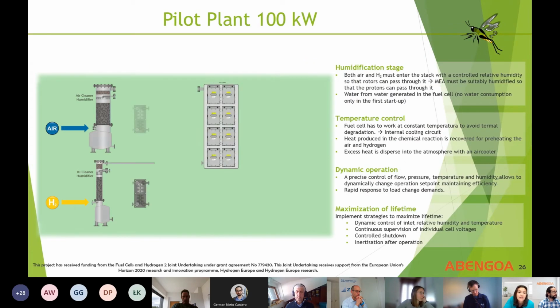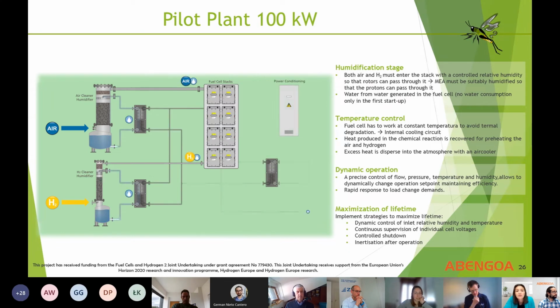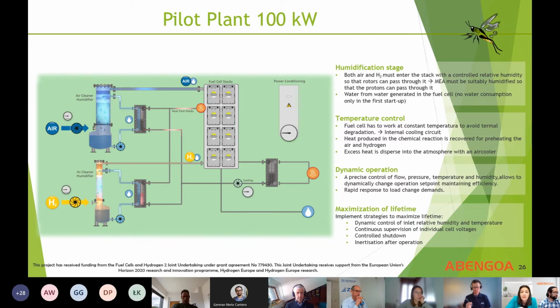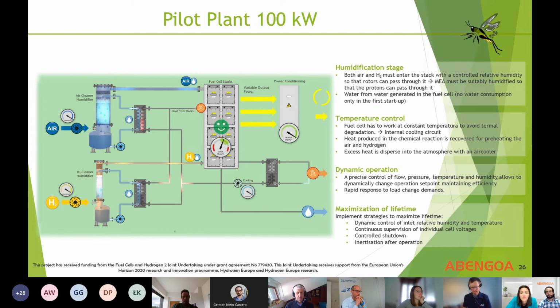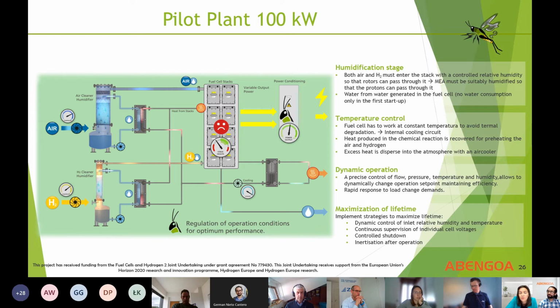In this slide, you can see the process in more detail. And as I mentioned before, the air and the hydrogen must enter the stack with a controlled relative humidity, because the membrane has to be humidified to operate in good condition. This humidification is done with the water that is generated in the fuel cell. So the plant has no water consumption, just only in the first startup.